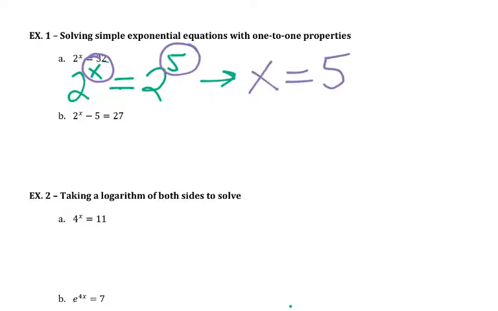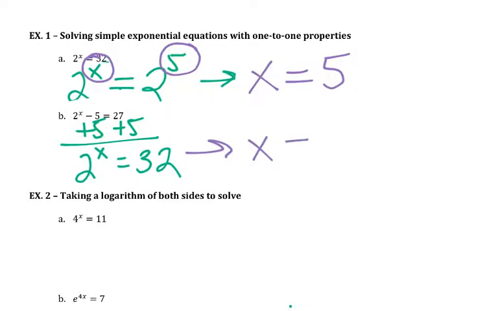So if the two sides are equal and have the same base, the exponents must be equal. Okay, B, 2 to the x minus 5 equals 27. This is a really similar problem, but we have this negative 5 out here. We have to move that so that you've got your base and exponent alone. So the goal is to isolate 2 to the x. In order to do that, we add 5 to both sides. We get 2 to the x equals 32. And then this becomes the same problem we had above, where we find that x equals 5.